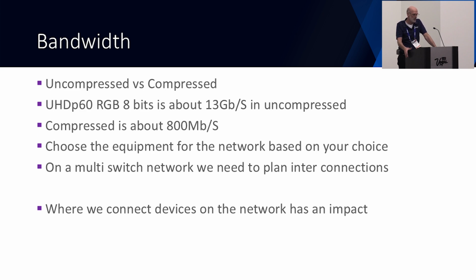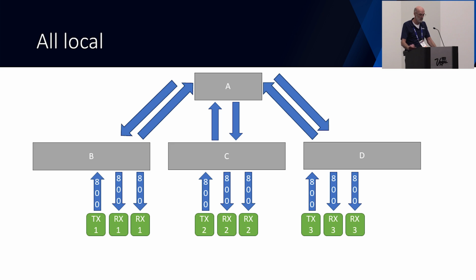So we're going to have to choose equipment depending, obviously. If I'm building something that's uncompressed, I'm going to need 25 gig switches and things like this. If I'm doing compressed, then a gigabit switch is perfect. So choose the equipment based on that, sure. On a multi-switch network, we need to plan the interconnection properly. So we'll take a little bit of a look at that, because where we connect devices on the network has an impact on our design.